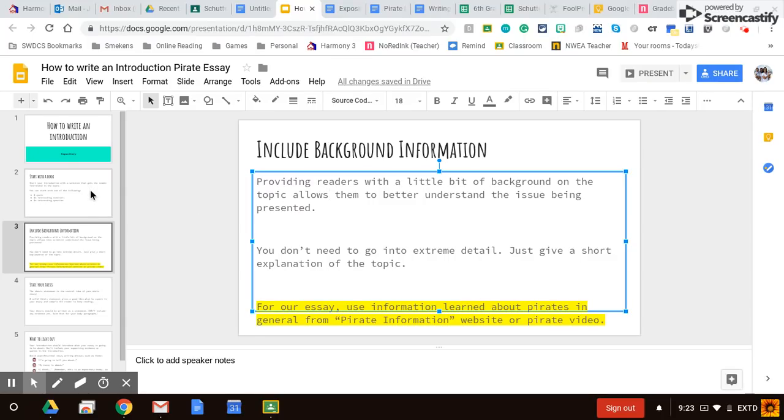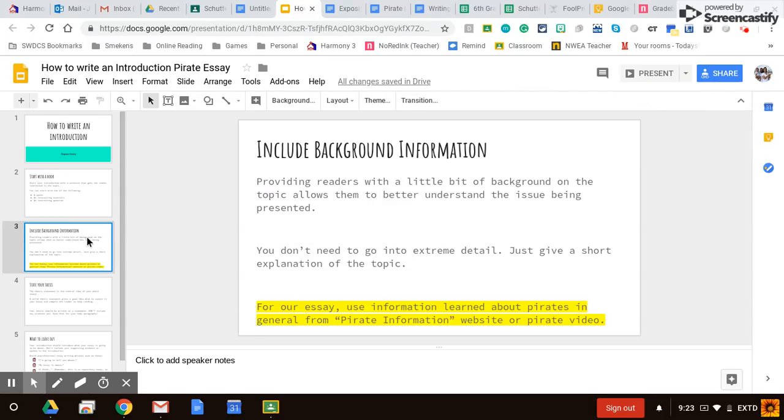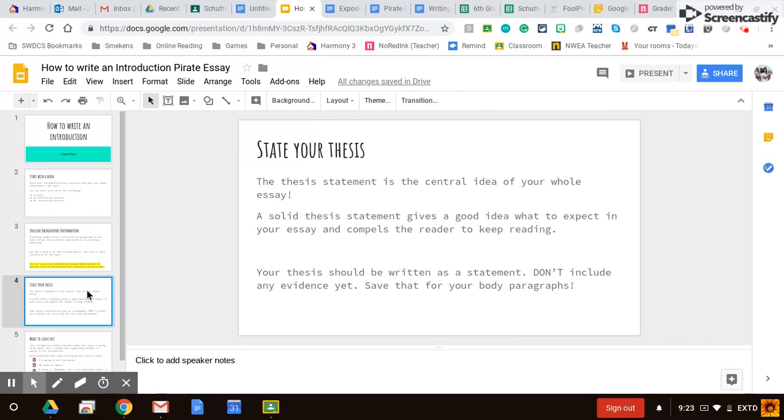Okay, so you've done the hook and you've given some background information. Then you're going to state your thesis. The thesis statement is the central idea of your whole essay. It is the most important sentence in your entire essay. It's what makes me want to keep reading your essay because you're proving a point that what you have to say is important. A solid thesis statement gives a good idea of what to expect in your essay and compels the reader to keep reading.